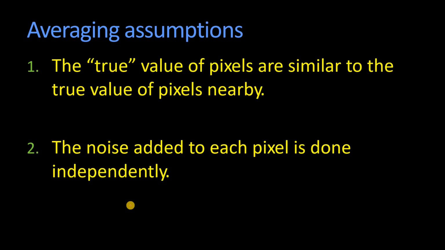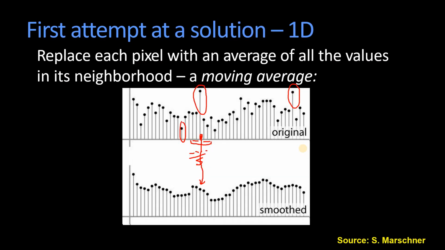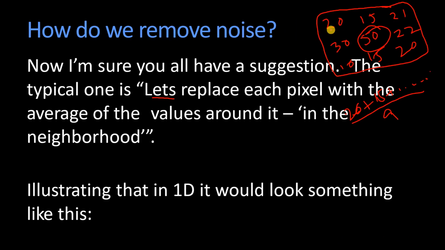The assumptions are that the true values of the pixels are similar to the values of the pixels nearby. The pixels that are nearby will have similar values. For example, here it is 20, here it is 15, here it is 21. So there should not be any sudden change in pixel values, that's dangerous.